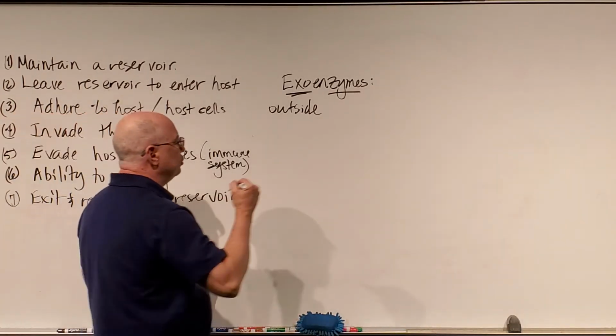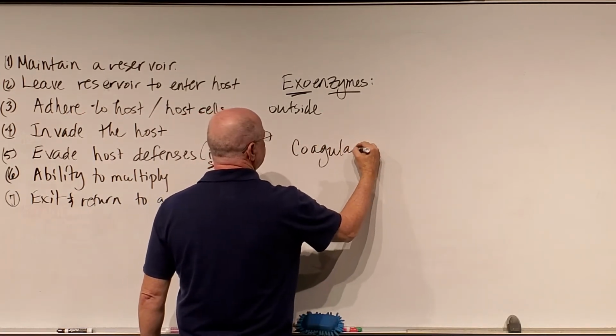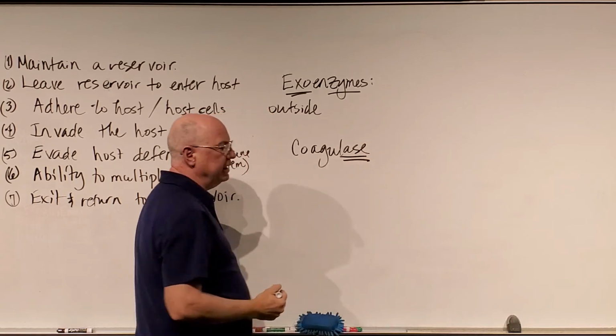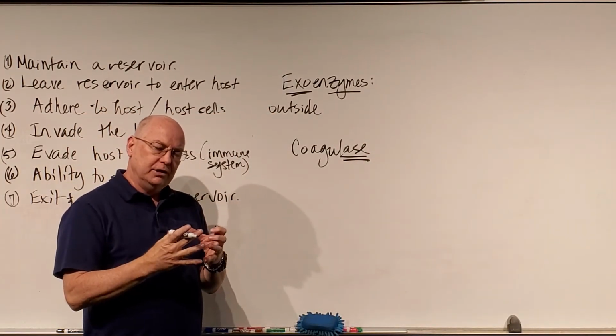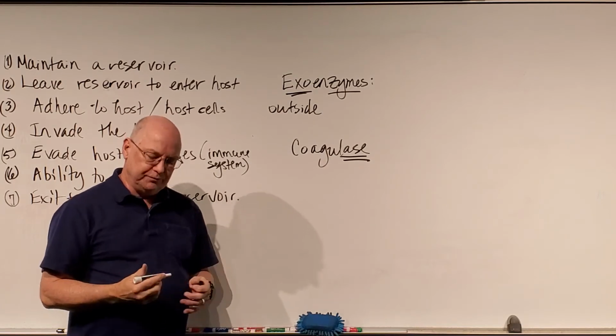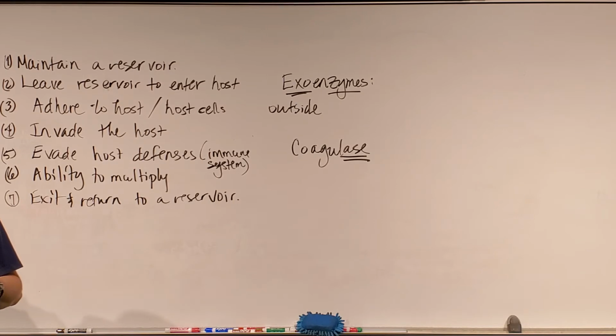One of them is called coagulase. I'll give you a couple of examples. The suffix -ase means it's an enzyme, and to coagulate means to clot together. So coagulation is the process of blood clotting, and what coagulase does is it triggers the blood clotting mechanism.